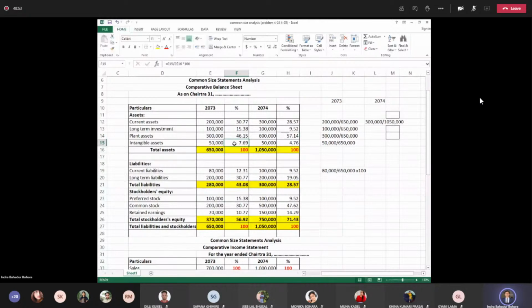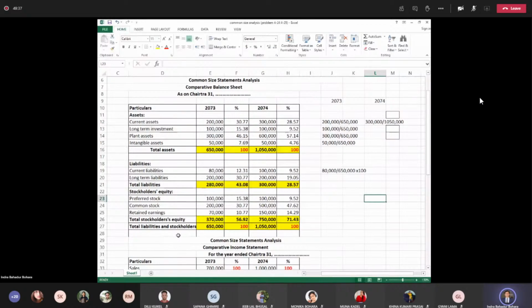And the value of intangibles decreased here, 7.69 to 4.76 percentage. Therefore, the total amount is the same, but in comparison to total assets, the portion of intangible assets in the company decreases. So the company has focused on investing its capital in purchasing long-term plant, property and equipment, so that it will certainly generate profit in the long run. So it is better. Decreasing current liabilities and decreasing current assets shows a better position.